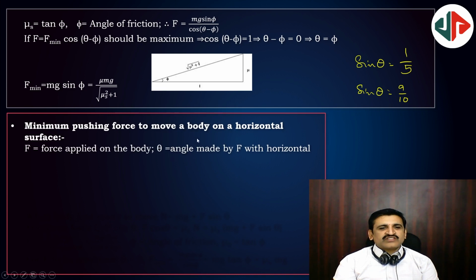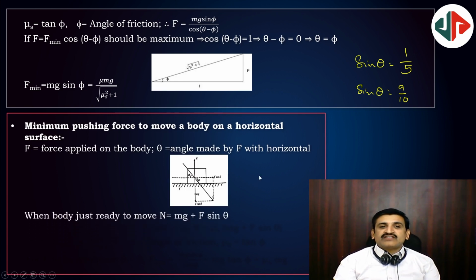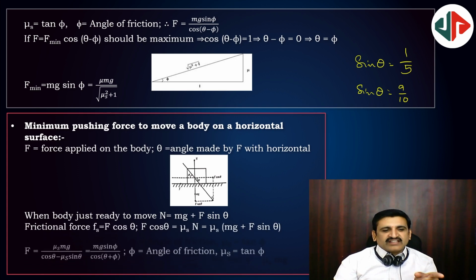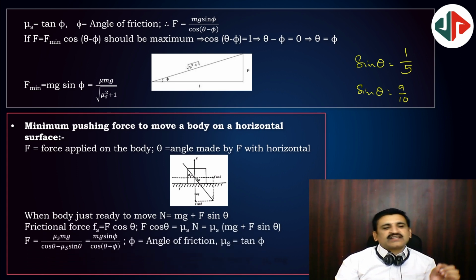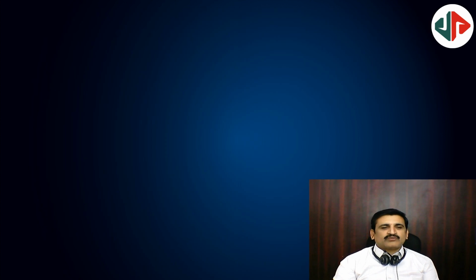And next, minimum pushing force needed on a horizontal surface. The previous one is the minimum pulling force. This is the minimum pushing force. For this it is mu mg by cos theta minus mu s sin theta. The previous one is mu mg by cos theta plus mu s sin theta. Yeah, that's the difference for the two.